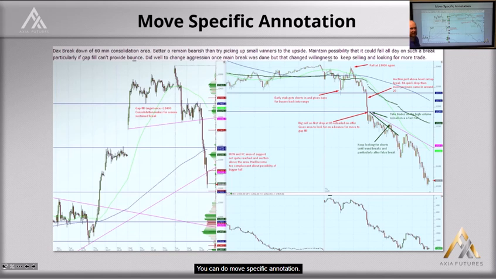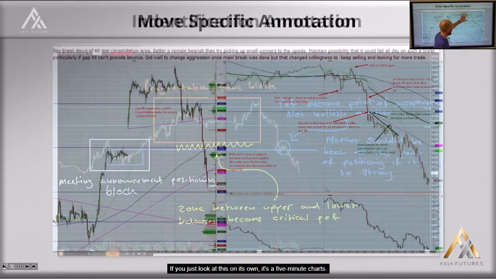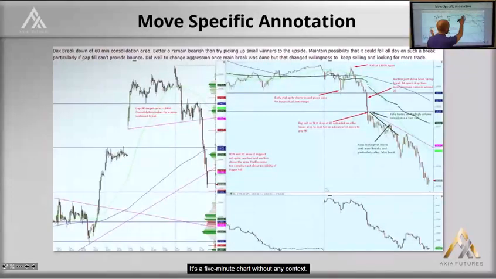You can do move-specific annotation. What happened within a move? One of the ways that I would do this, and I think it's a good way of judging any kind of movement, is to make sure you've got something to give you context. Because if you just look at this on its own, it's a 5-minute chart.